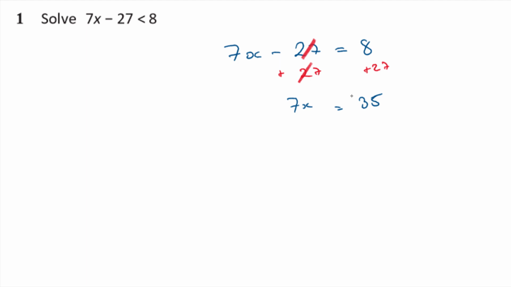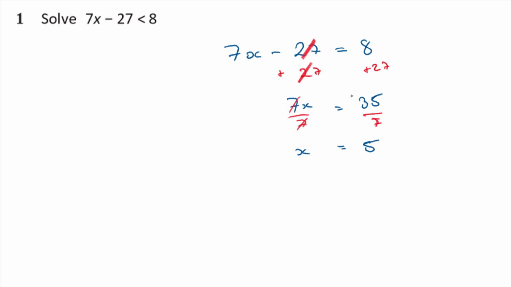Next step, divide both sides by 7. That will cancel with that, and that leaves you with x. And then 35 divided by 7 is 5. So if it's an equation, 7x minus 27 is equal to 8, then x would be equal to 5. But it's not an equation, it's an inequality.